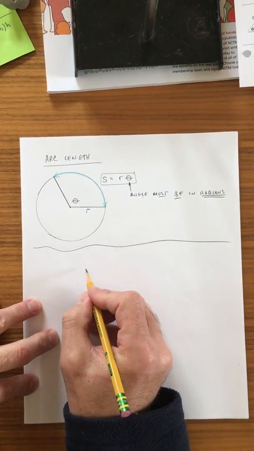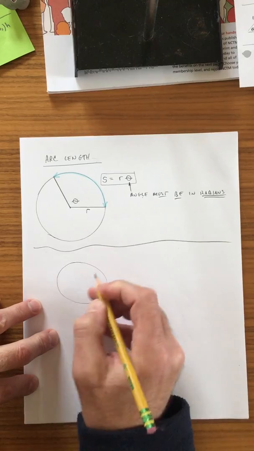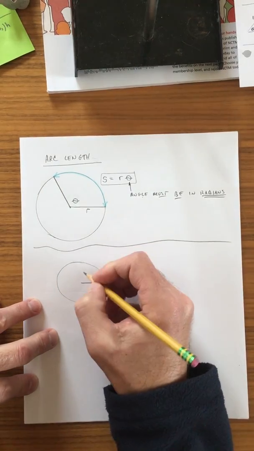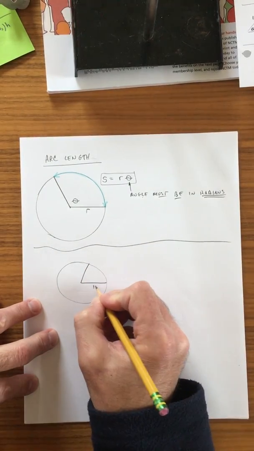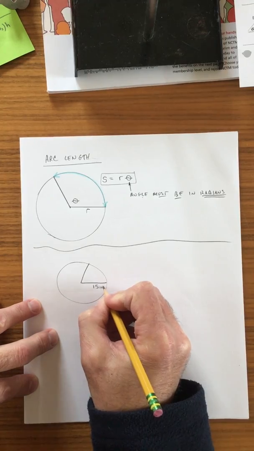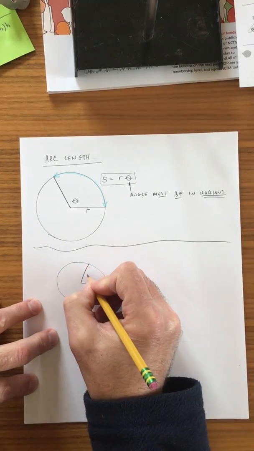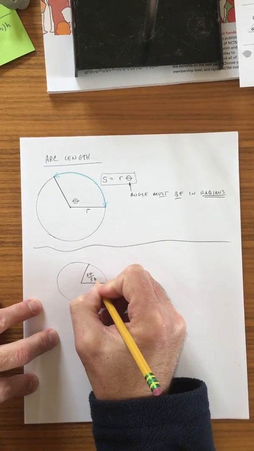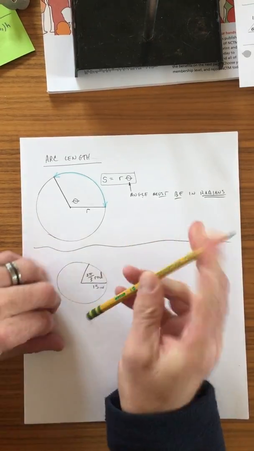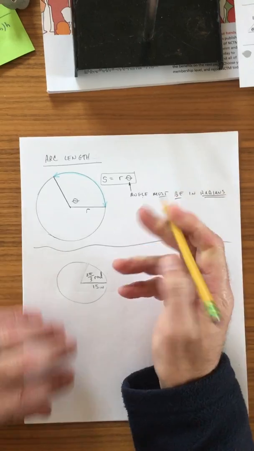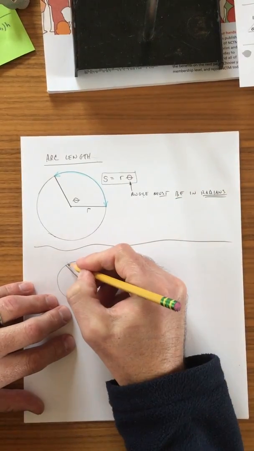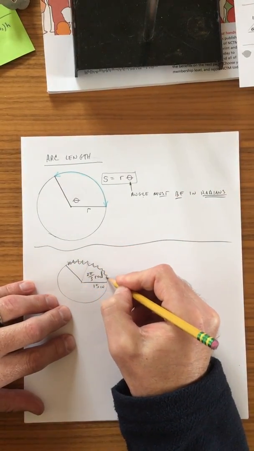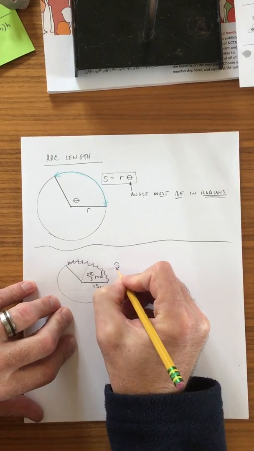Let's say, for example, we have a circle and the radius is 15 inches and the angle is 2 pi over 3 radians. This is not really to scale, it'd be more like that. And we want to find that arc length.